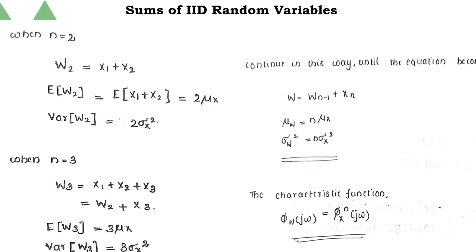Now the characteristic function of the sum of IID random variables is given by the equation phi w of j omega will be equal to phi x of j omega to the power n.